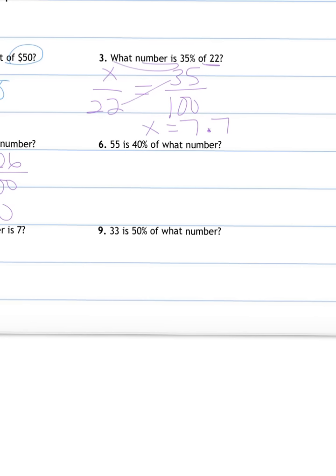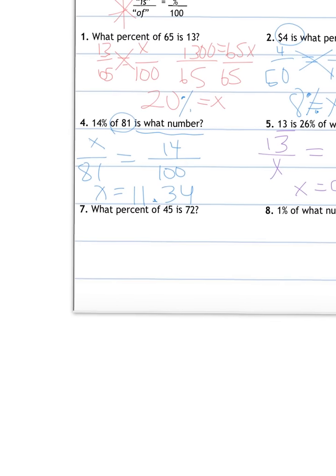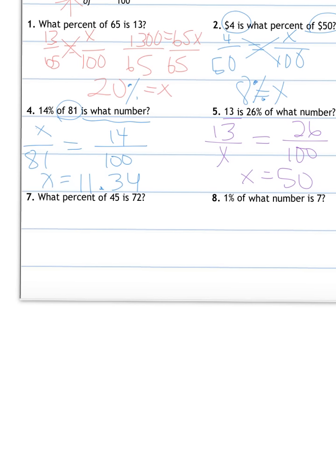All right, 55 is 40% of what number? I always notice how I always start by drawing that, and then I just fill in the spaces. So 55 is, that's going to be our top. We got 40%, that's 40 over 100. And then this of what number is our variable. Cross multiply 55 times 100 divided by 40. X equals 137.5.